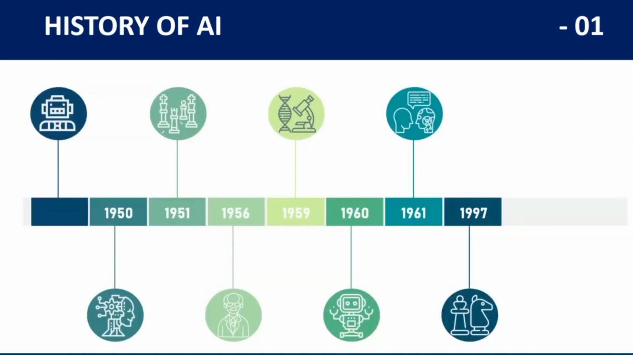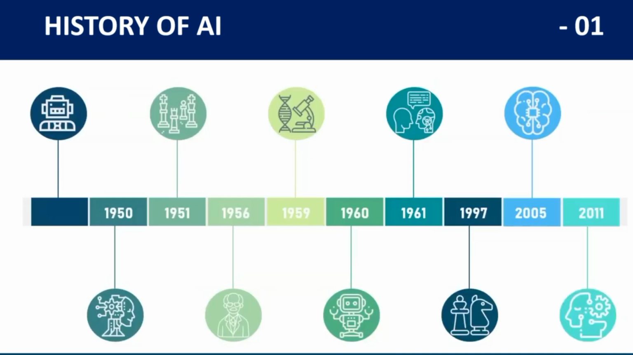So, this was kind of the first accomplishment of AI. It was able to beat the world champion at chess. So, in 2005, when the DARPA Grand Challenge was held, a robotic car named Stanley, which was built by Stanford's racing team, won the DARPA Grand Challenge. There was another big accomplishment of AI. In 2011, IBM's question answering system, Watson, defeated the two greatest Jeopardy champions, Brad Rutter and Ken Jennings.